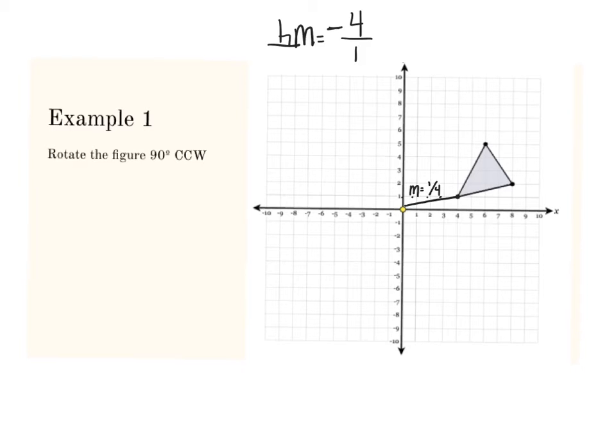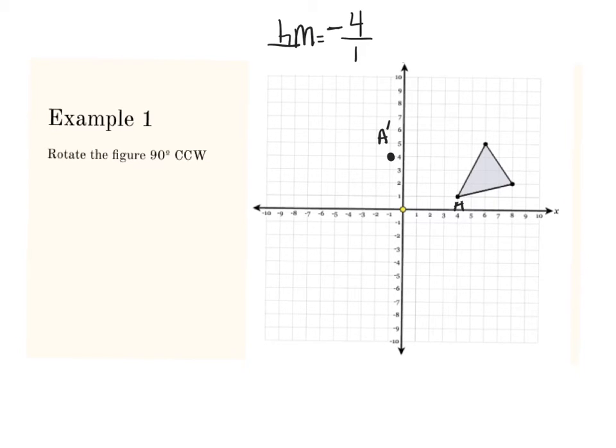So 4/1 means I go from the origin, I count up 4 and to the left 1. So that's where our new point is going to be. So if this was point A, I'm now going to be at point A prime. And then I could keep doing that with each of these lines from the origin.